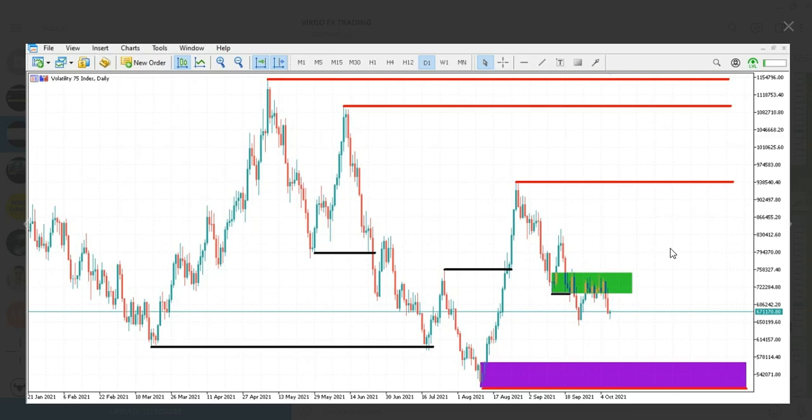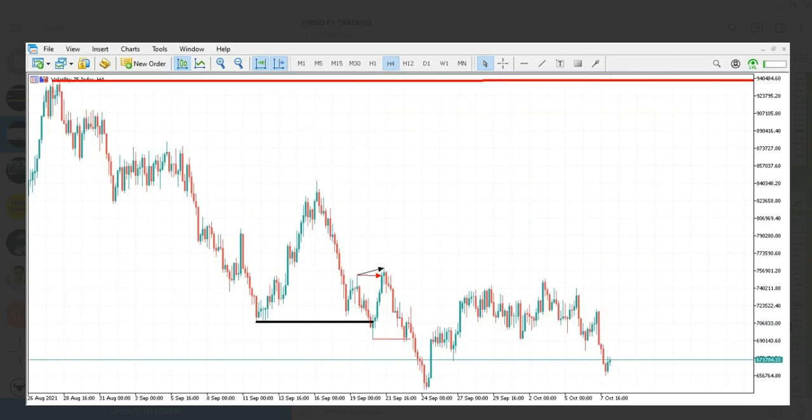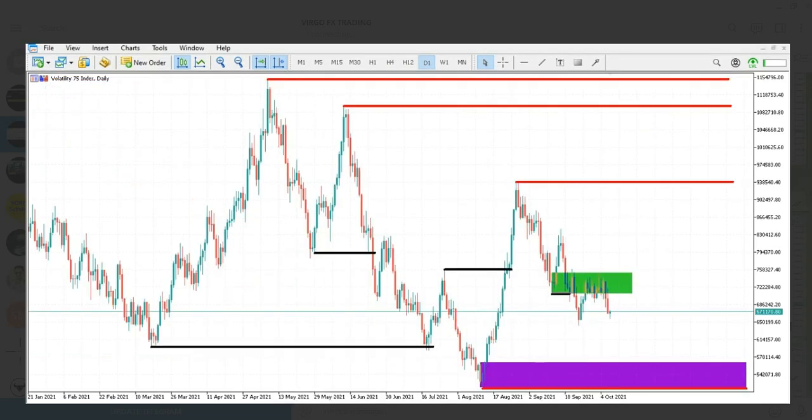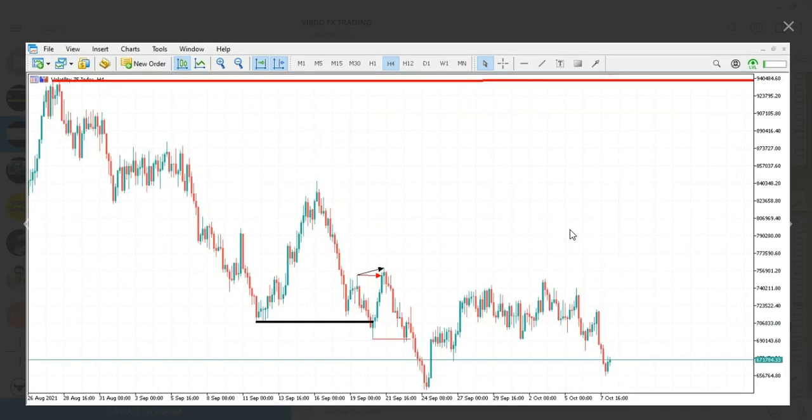Okay, so we are on daily time frame. So let's see what we have on H4. On H4, remember, this is the overall move of the structure from the daily time frame. So on H4, we'll take it from here. So this is what we have on H4.